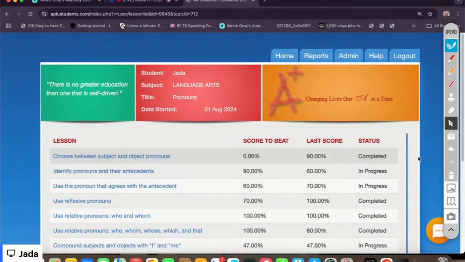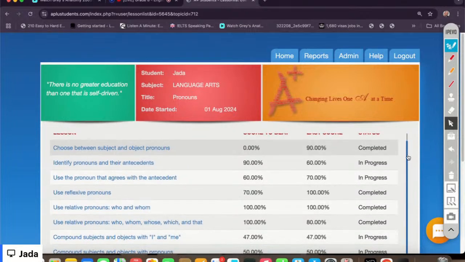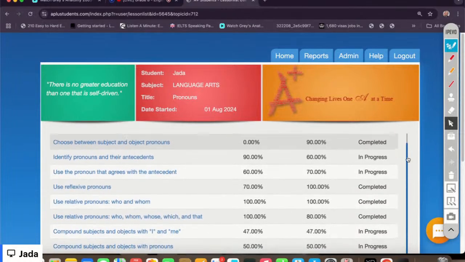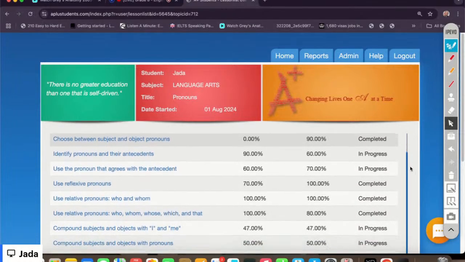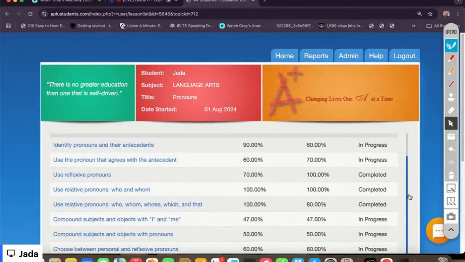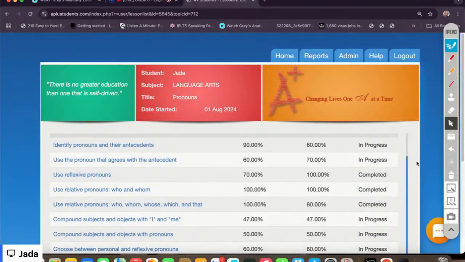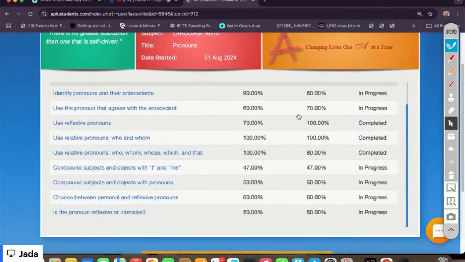So we have the lesson. So as you can see, let's see how many we've done. So far, we've done 5 lessons on the pronouns. So we are over here, this one and this. So use relative pronouns, who, whose, which, and that. And then we also have compound subjects and objects. Okay, so these two. And then next time, we will try to complete the remaining. So we'll move on here.